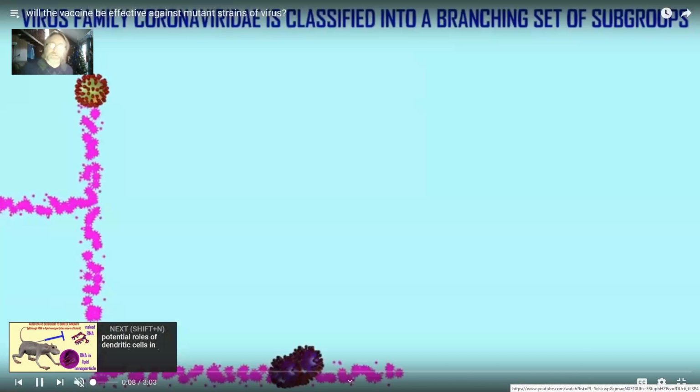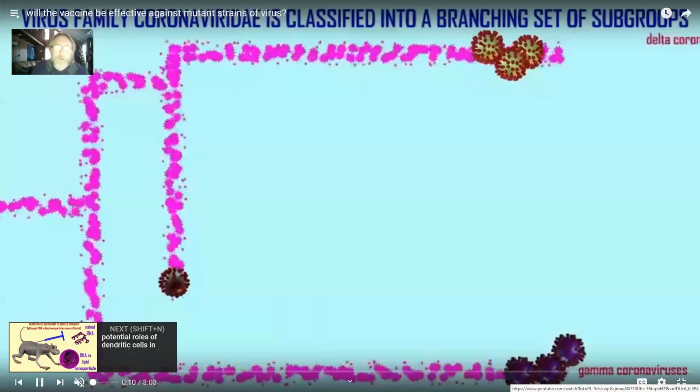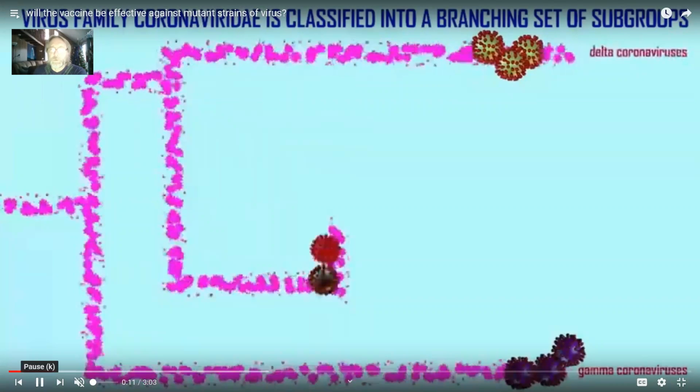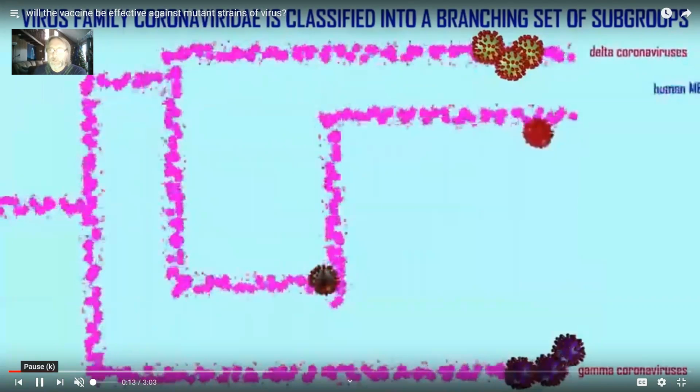A question I kind of alluded to earlier. Let's say a new mutant strain of virus develops. This is early January 2021, and there is concern that a new strain of the virus first discovered in the United Kingdom and another strain first discovered in South Africa have spread throughout the world. If you make a vaccine against one, what are the odds that it will be effective against others?